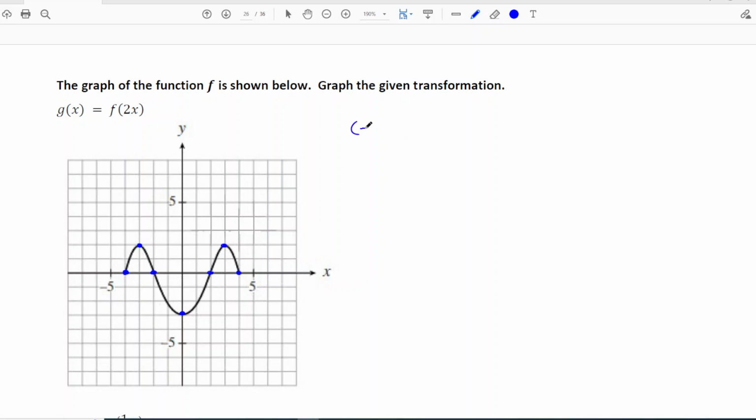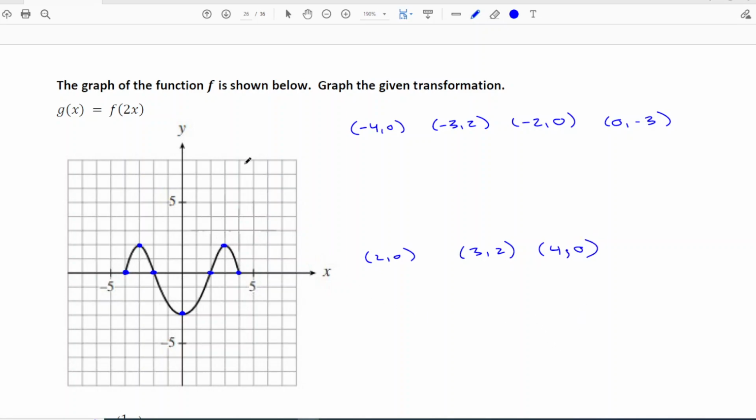Okay, so (-4, 0), (-3, 2), (-2, 0), (0, -3), (2, 0), (3, 2), and lastly (4, 0).